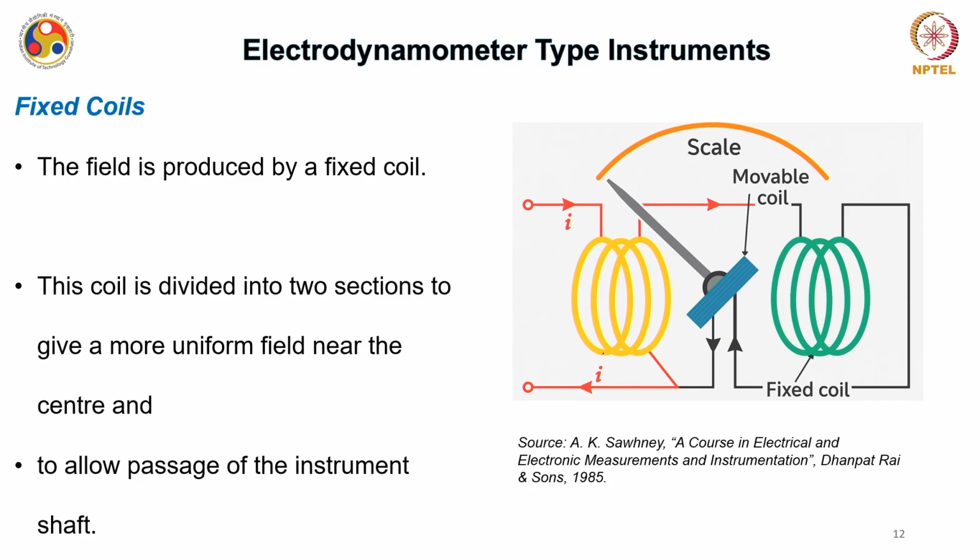Although they look different, this yellow and green, they are part of the same coil. So this is coil 1, or the yellow coil and the green coil actually together make a fixed coil. Because this fixed coil is divided into two different sections to give a more uniform field near the center where you have this moving coil placed. This also gives a passage for the instrument shaft.